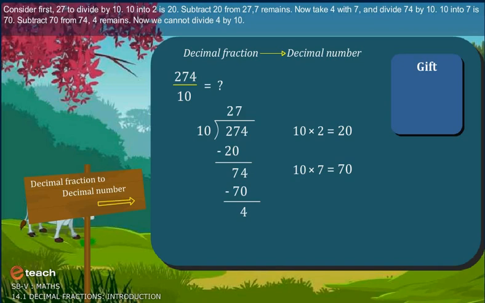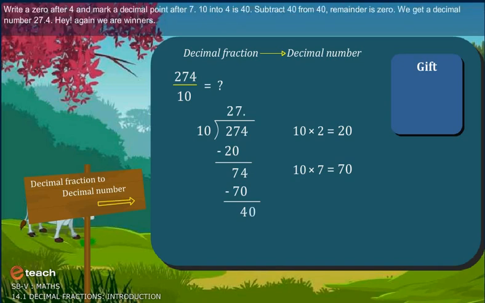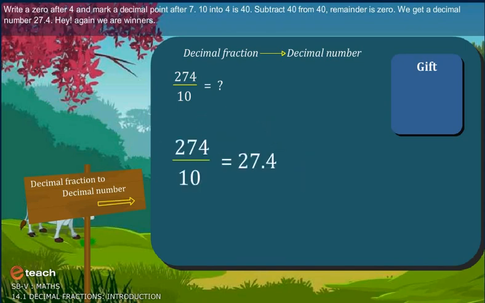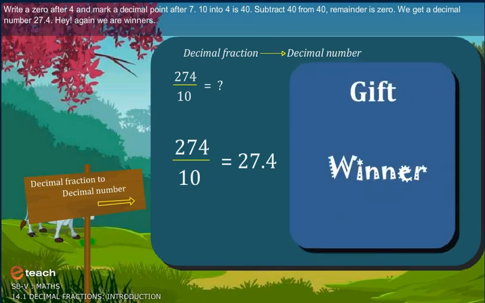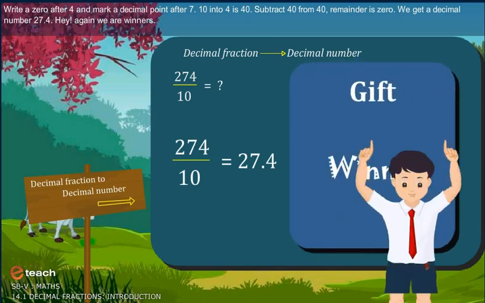Now we cannot divide 4 by 10. Write a 0 after 4 and mark a decimal point after 7. 10 into 4 is 40. Now subtract 40 from 40. Remainder is 0. We get the decimal number 27.4. Hey! Again we are winners!